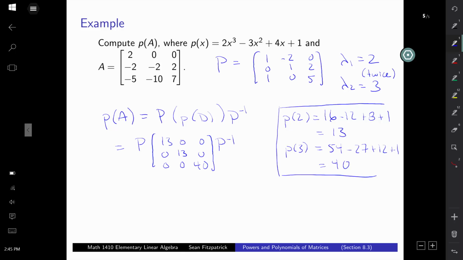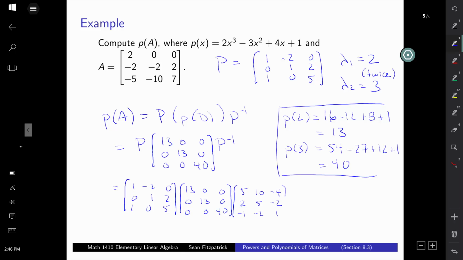Okay. So what we get is P: 1, minus 2, 0; 0, 1, 2; 1, 0, 5, times 13, 0, 0; 0, 13, 0; 0, 0, 40. The numbers are going to get a little bit big on us here, but let's try it. So we had 5, 10, minus 4; 2, 5, minus 2; minus 1, minus 2, 1. I wrote them down on paper this time.